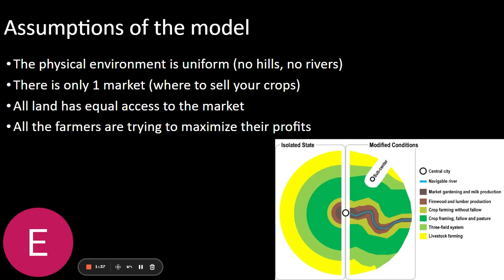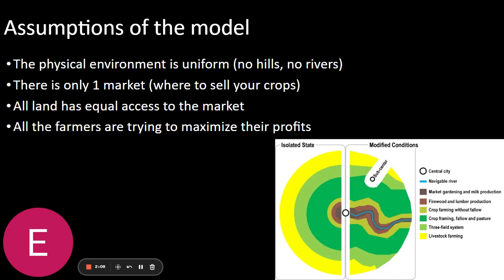So anyway, here are the assumptions. One, the physical environment is uniform, meaning there's no hills, no rivers. Imagine a perfect world, right? There's only one market where you would sell your crops. Just one market, like Amazon. All land has equal access to the market, meaning no matter where you go on the land, you have the same mileage to that one market. It takes the exact same amount of time to get to the market.